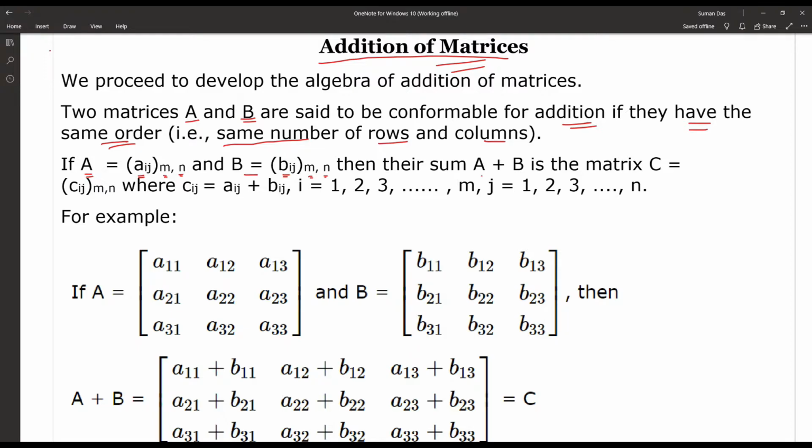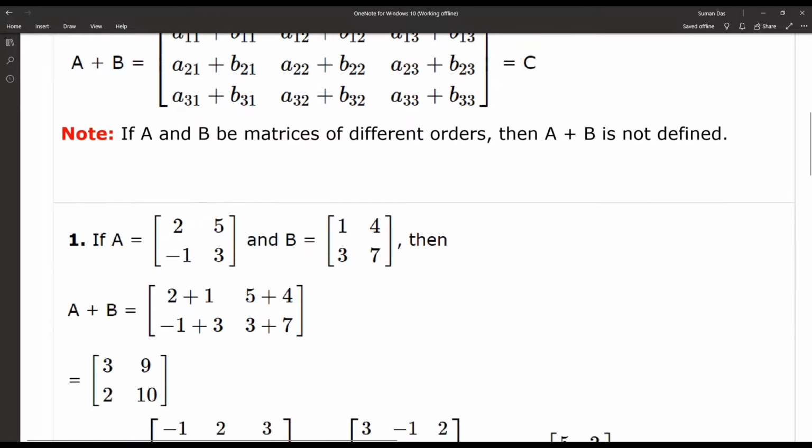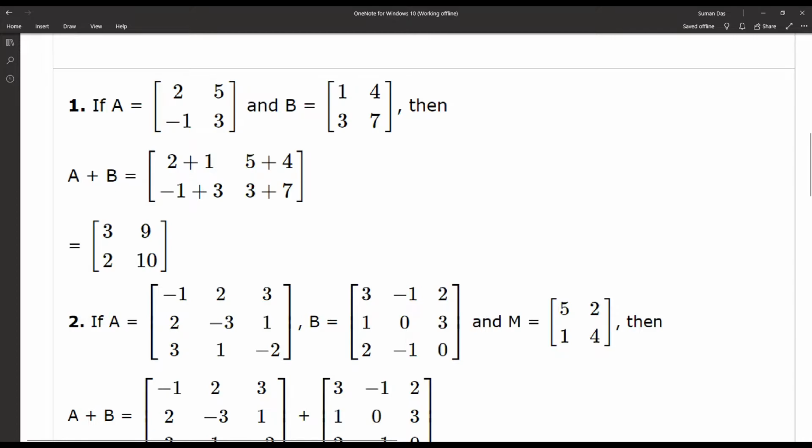Then their summation A plus B is a matrix, suppose we give it the name C. Then C is Cij of order M by N, where Cij is equal to Aij plus Bij, where i is equal to 1 to M and j is equal to 1 to N. Just look at this. Whatever matrices we give for addition, that means A and B, if they have the order M cross N, then the resultant matrix after addition, A plus B, which we have named C, would also be of the same order M cross N. So before we go to another theory, let us do the addition of matrices using an example first.